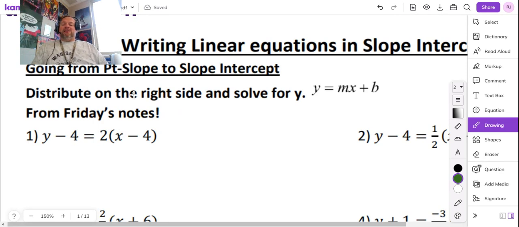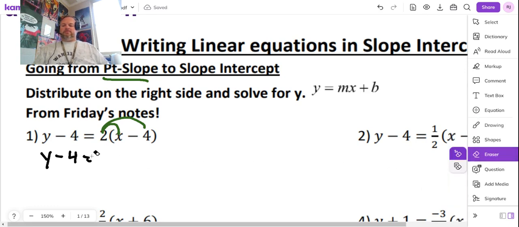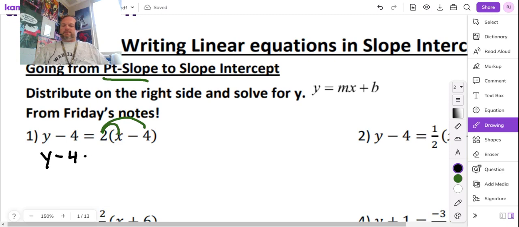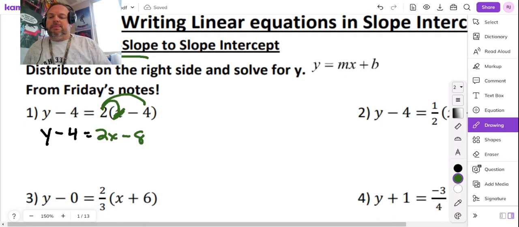I said yesterday, our point slope formula is kind of like our springboard. It's kind of like our portal. Okay, we had to go through that to get to this. So we're going to distribute. This gets 1 and this gets 1. So y minus 4, and then 2 times x is 2x. And this will be a minus 8. Okay?